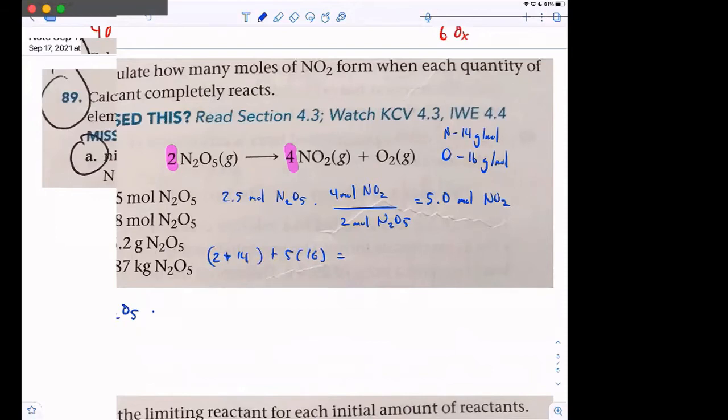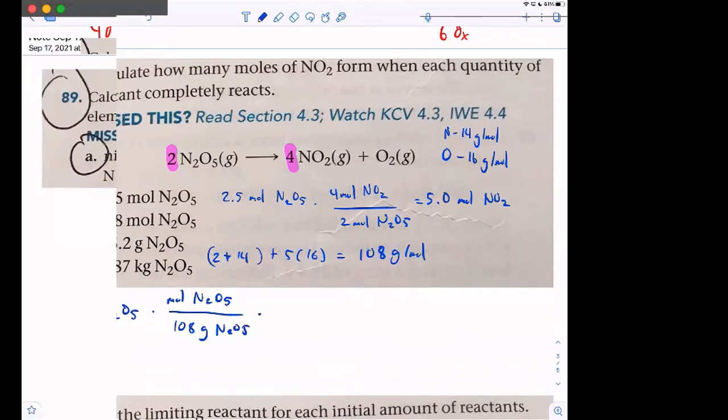I should change the batteries in my awesome calculator. Okay. 28 plus 16 times 5. It's 108. 108 grams per mole. Okay. So then we have 1 mole N2O5 to 108 grams N2O5.